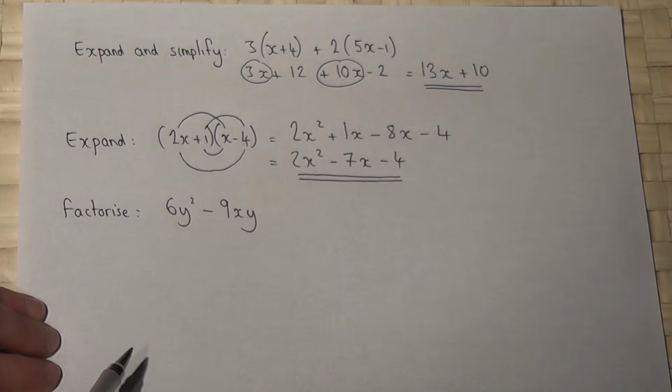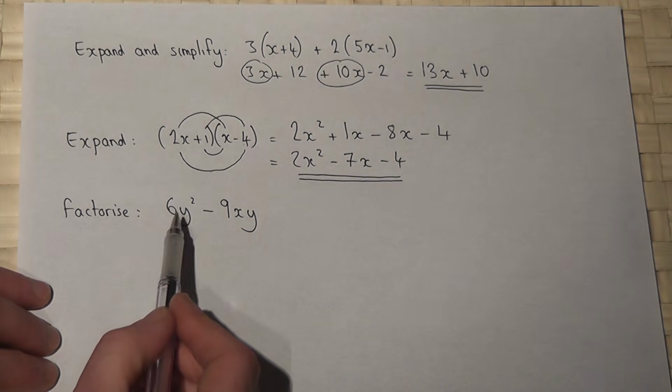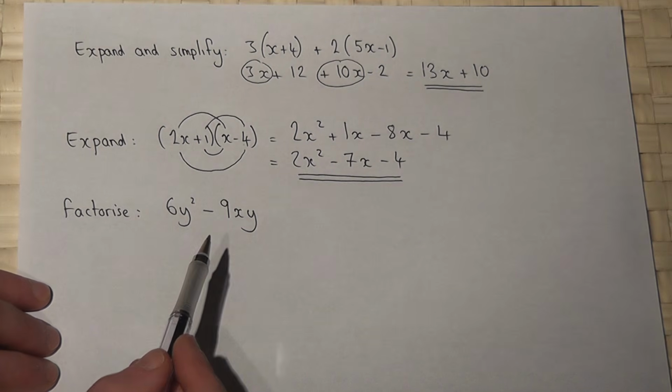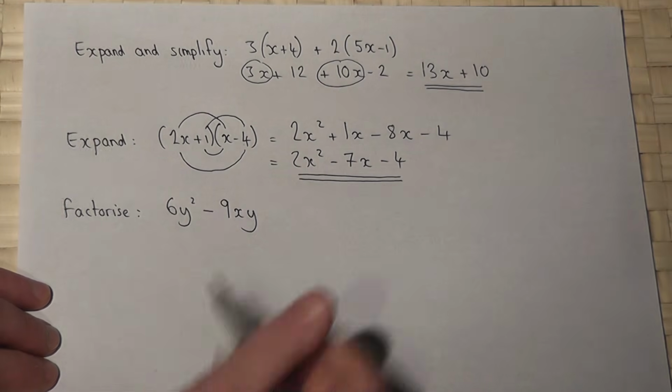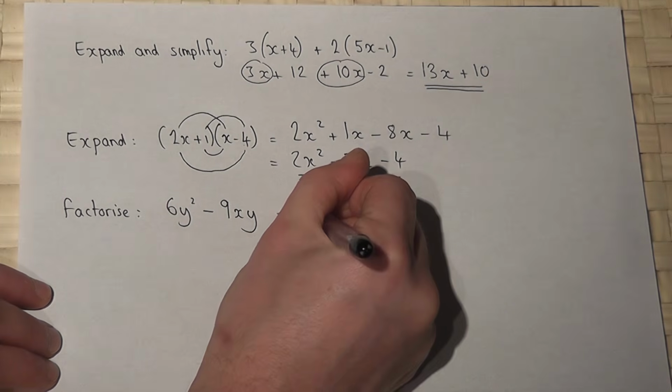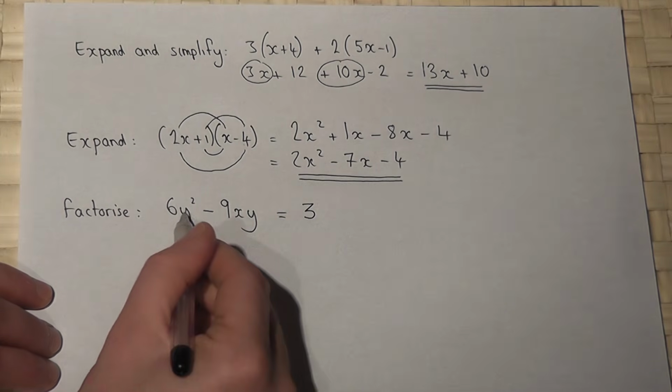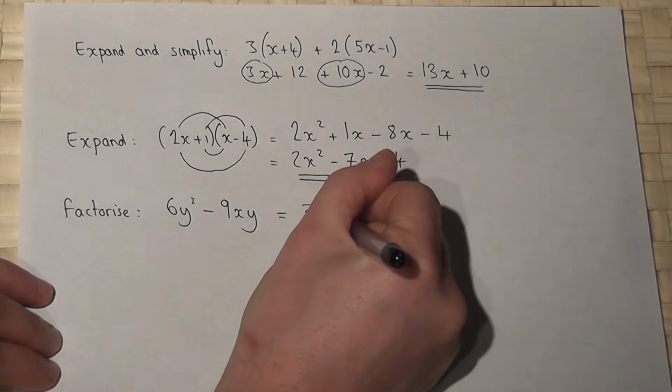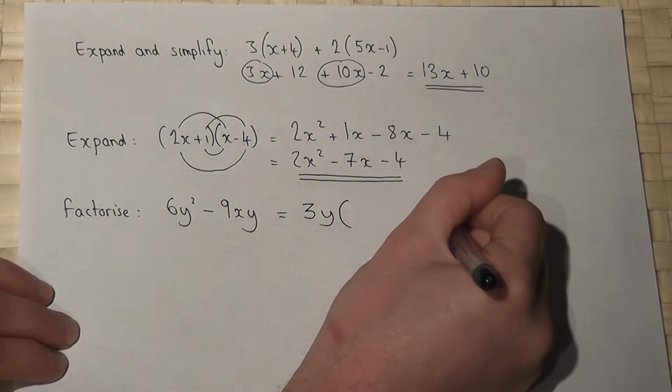The last question is a factorising question. Now, in this question we observe how there's y's in both parts of the expression, and a 6 and a 9. Now 6 and a 9 have a common factor of 3. There's also a y squared and a y, so they both share a y term.